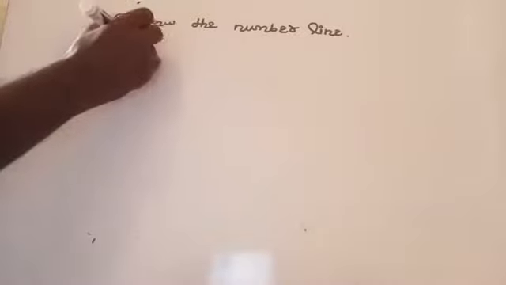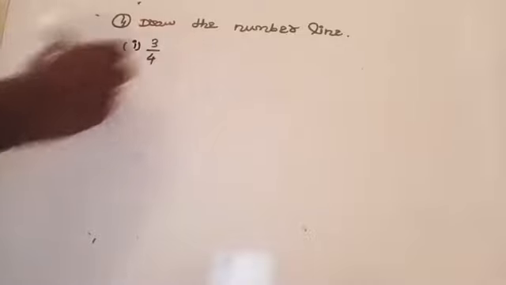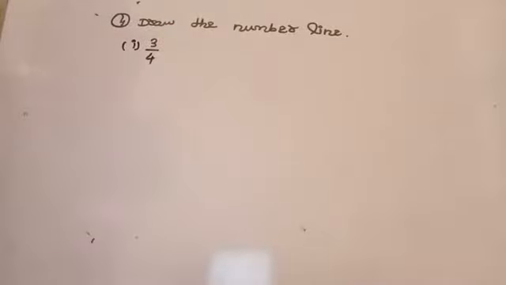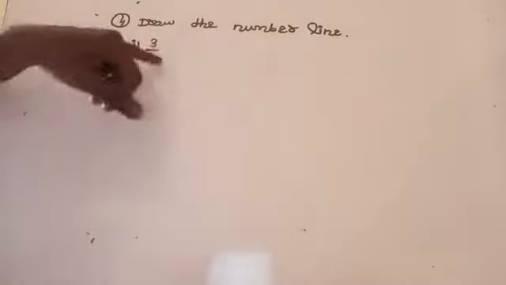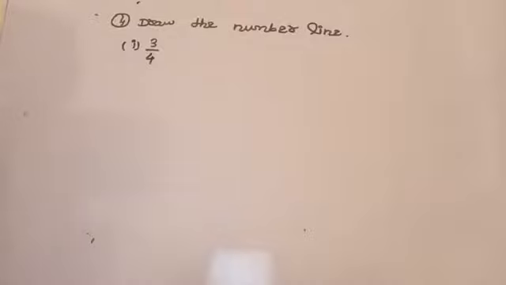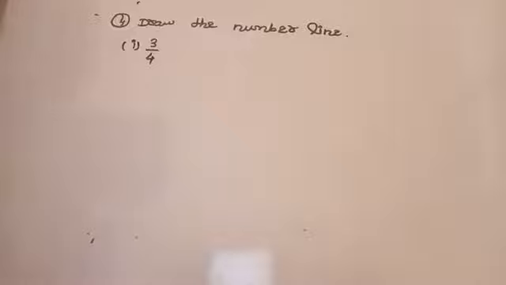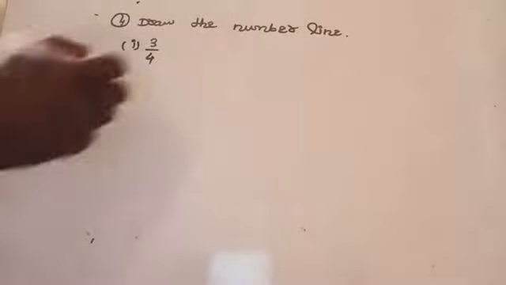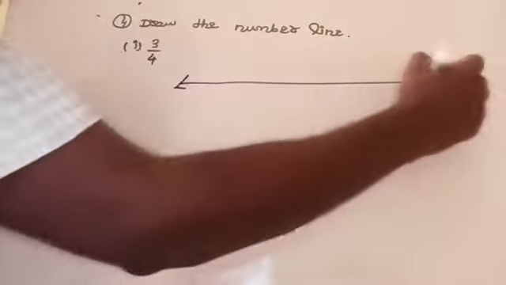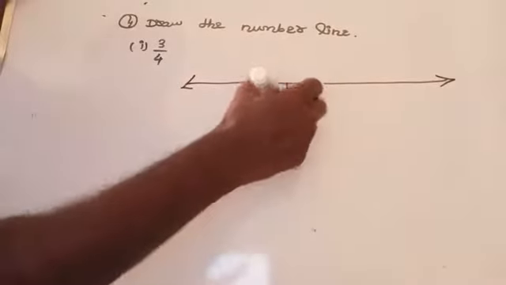3 by 4. Now first tell me, is this 3 by 4 a proper fraction or an improper fraction? Yes, it is a proper fraction because the numerator is lesser than the denominator. If it is a proper fraction, then this value always lies between 0 and 1. It is 0. It is 1.